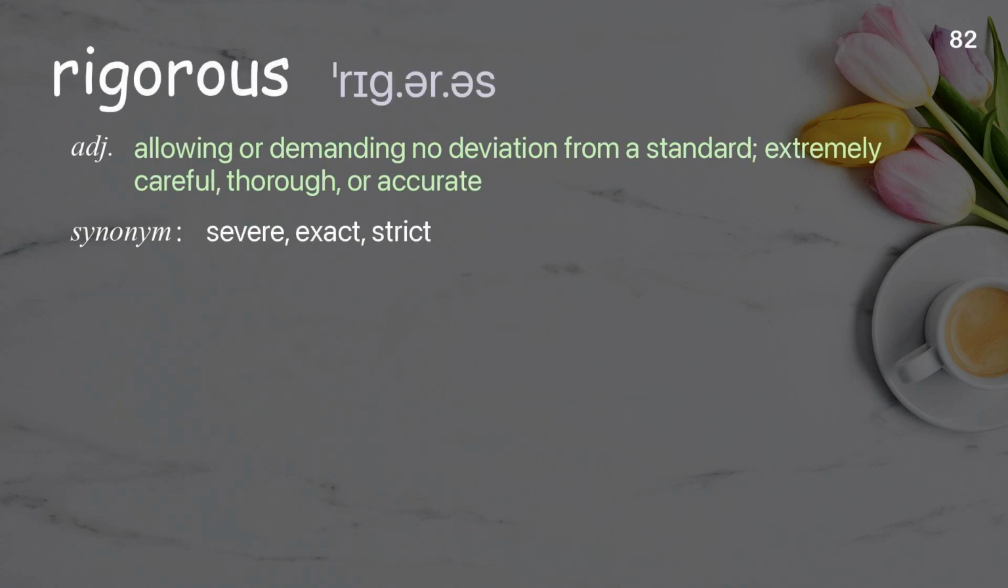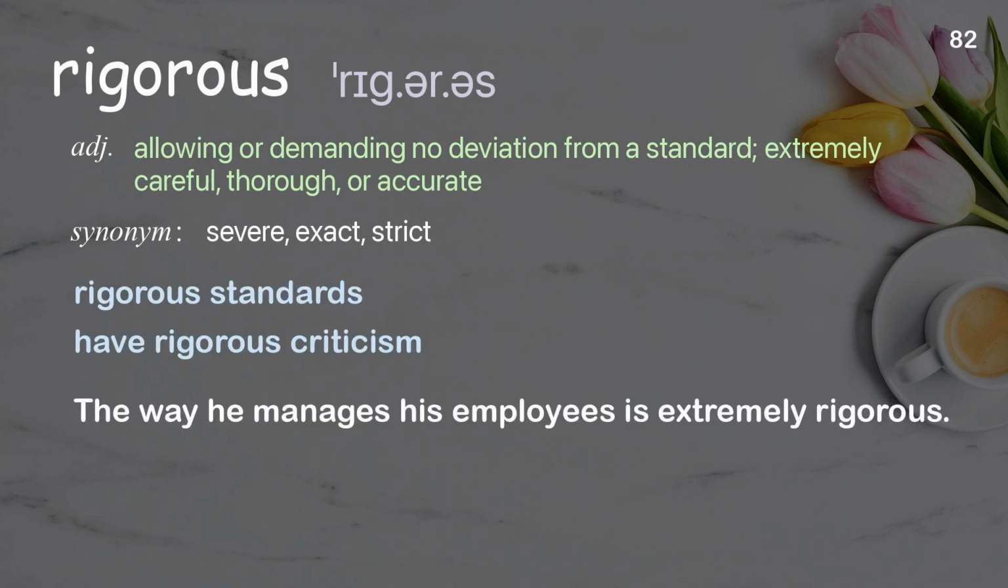Rigorous. Allowing or demanding no deviation from a standard, extremely careful, thorough, or accurate. Examples: Rigorous standards. Have rigorous criticism. The way he manages his employees is extremely rigorous.